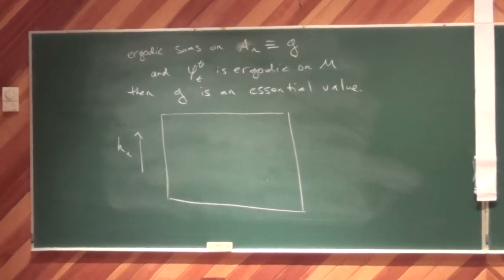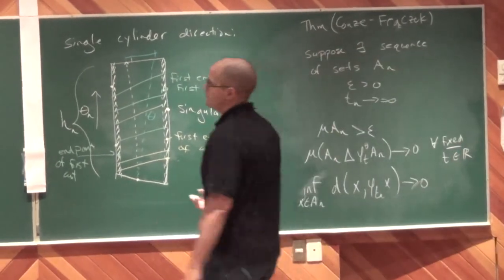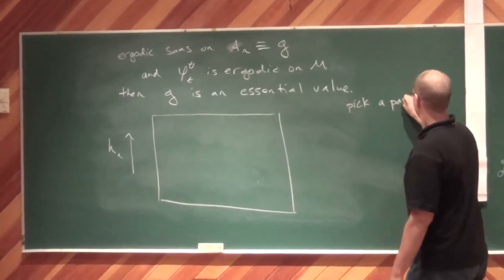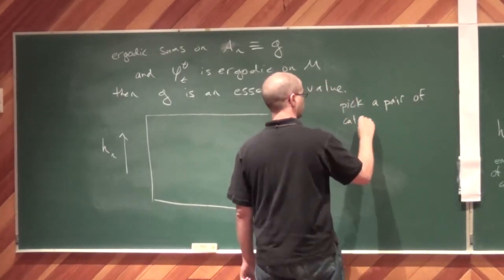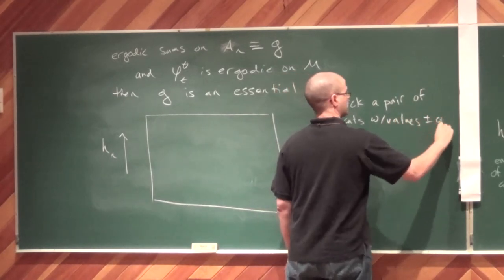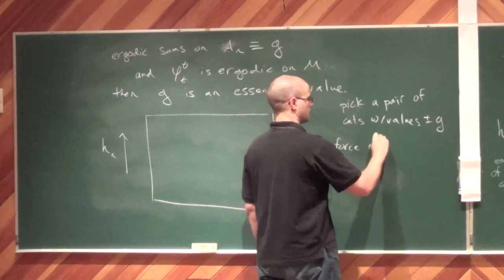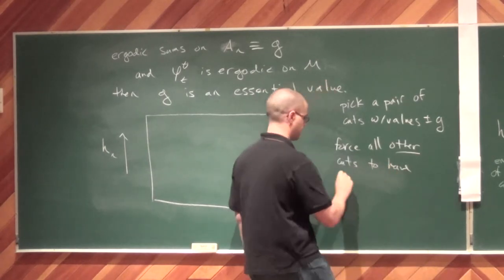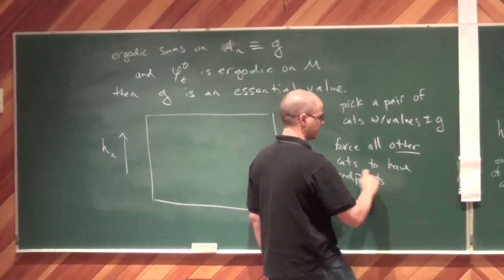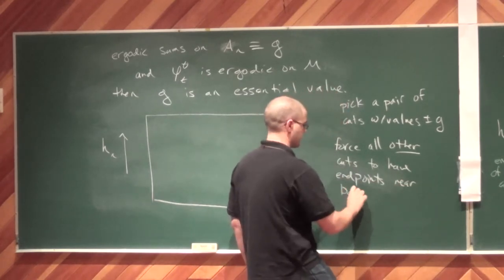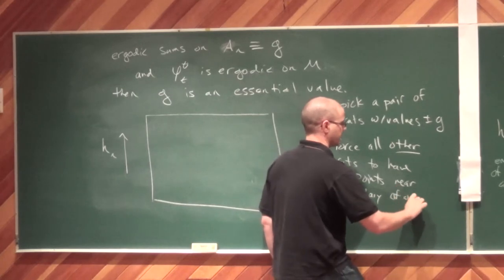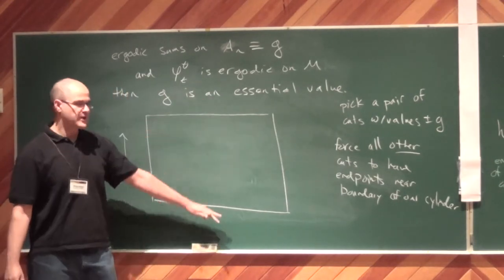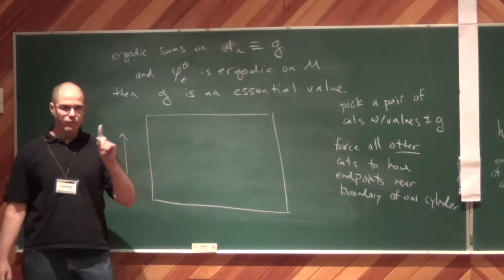So pick a pair of cuts that have value g and minus g. Do this trick with all the other pairs. We're going to make all the other endpoints near the boundary of our cylinder. Okay, so I'm not going to bother drawing them up there. They'll project down to average value 0 on the base. We now have one more pair of cuts to consider.